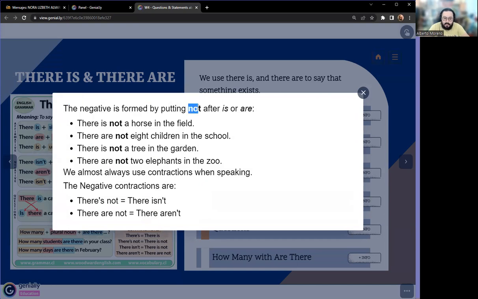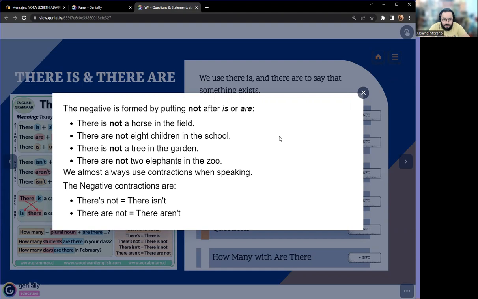Okay, now we have the negative form. It says in here the negative is formed by adding the particle not after the verb to be, is or are. So for instance, we can say there is not a horse in the field. There are not 8 children in the school. But another thing we can say is the contraction. Instead of saying there is not, we can use there isn't. And instead of saying there are not, we can use there aren't.